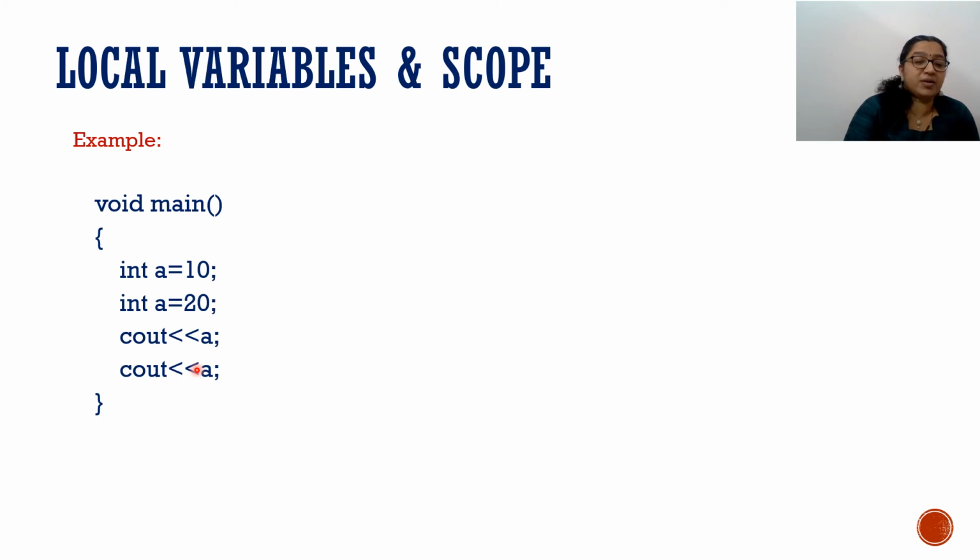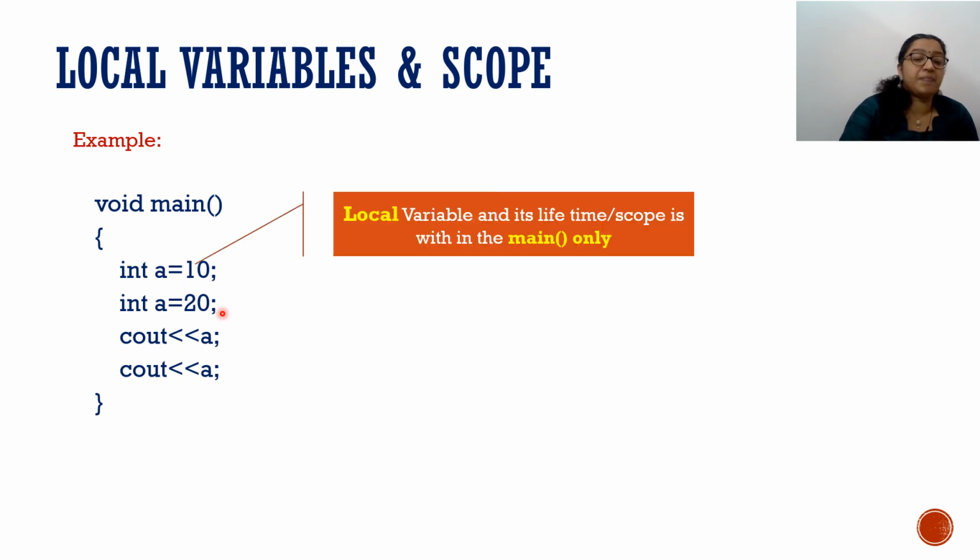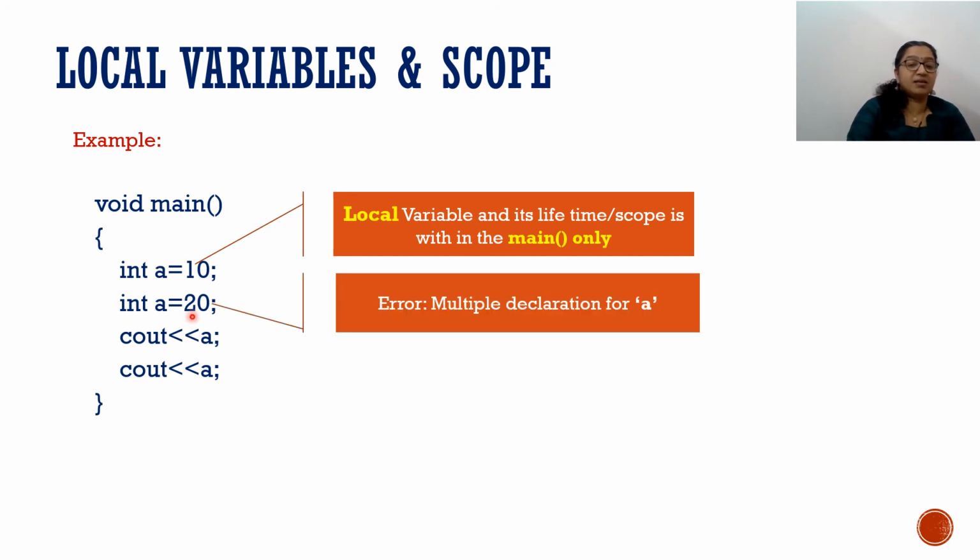Here you can see one more example. This is also very important. See this? Void main, brace open, int a is equal to 10, int a is equal to 20. Two variables are there with the same name. Is it possible to declare? No. Why? We'll get an error message. Yeah, multiple declaration for A. We'll get it. See, A is the local variable and its lifetime or scope is within the main only. Same like, one more variable we created with the same name. So that time we'll get an error message, multiple declaration for A. So with the same name it is not possible.